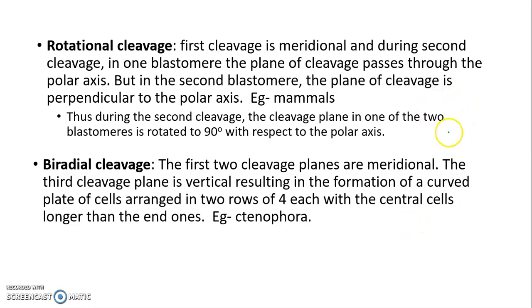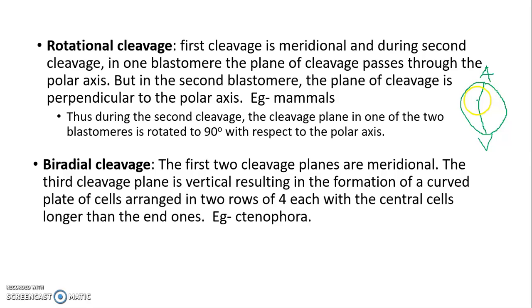In the rotational cleavage, the first cleavage is meridional, that is, through the polar axis. Then the second cleavage: in one blastomere it occurs through the polar axis, and in another blastomere it occurs at a right angle to the polar axis. This is the animal pole, vegetal pole. This is meridional through the central axis, passing through the polar axis, animal pole to the vegetal pole.